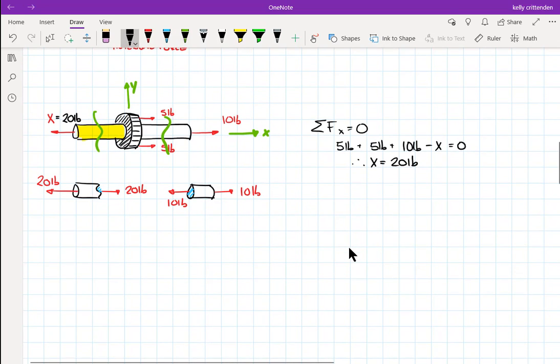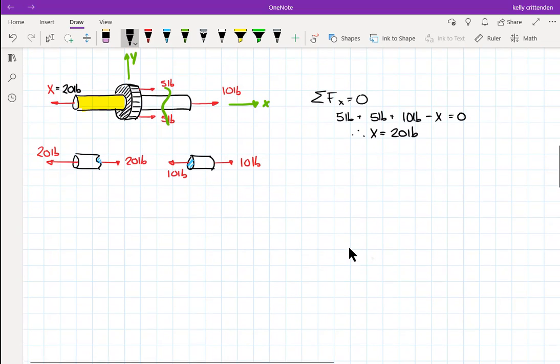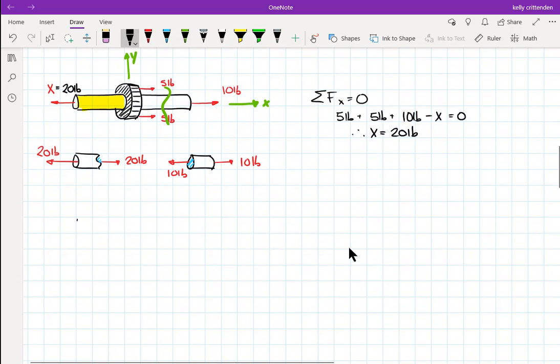Well, let's just draw it. So let's assume that I did this. I cut it right there, and I want to draw the left-hand side, just for completeness sake.